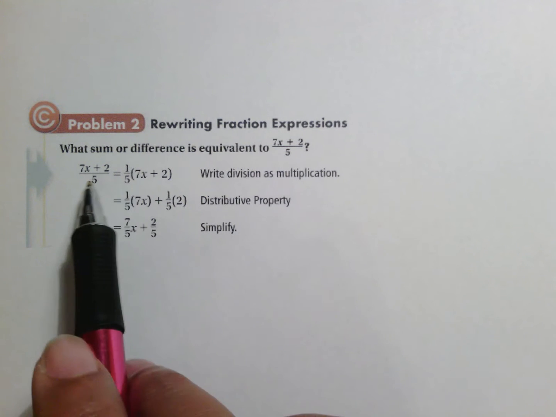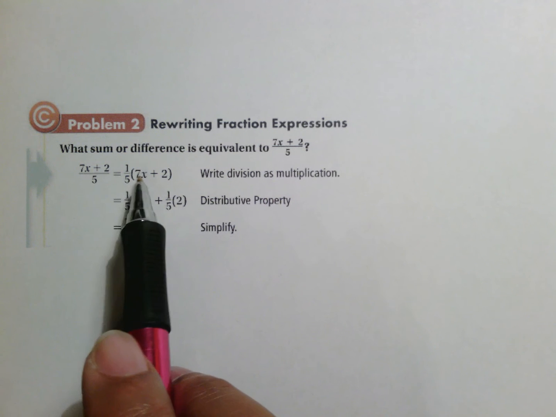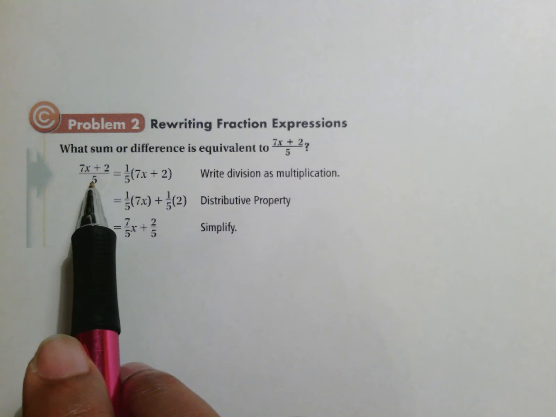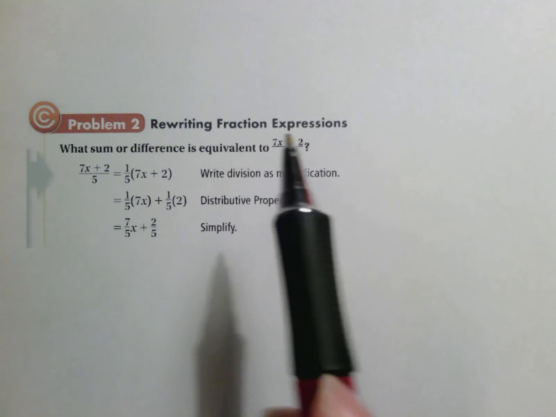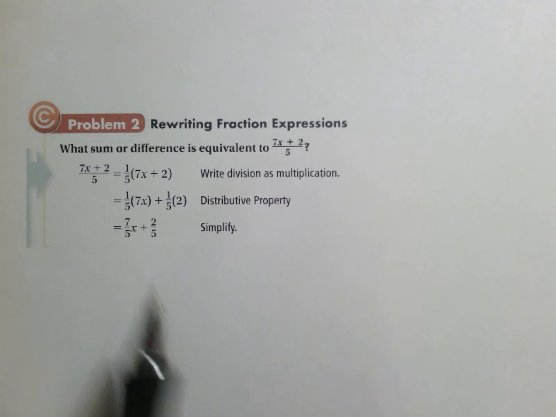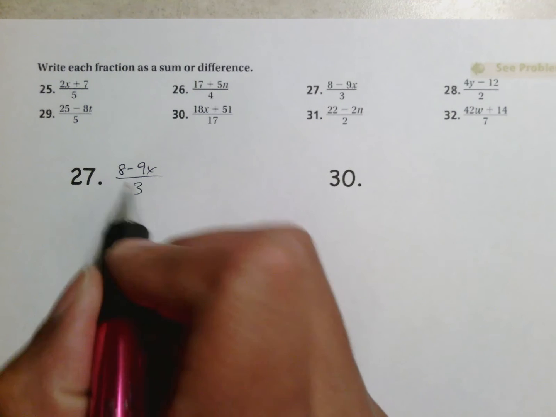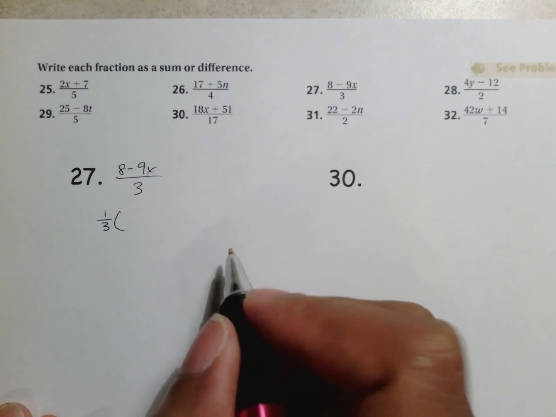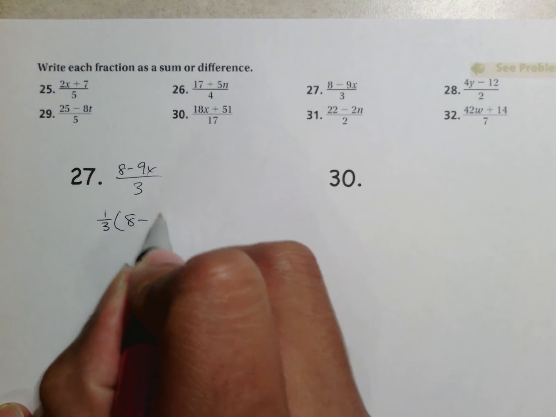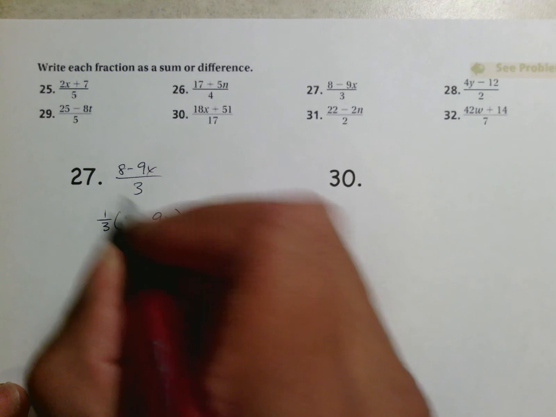And what they do here is they take the 7x plus 2 over 5. And from what I see, the 7x plus 2 is still there, but they turn the 5 on the bottom into 1/5, which means that we're just working with fractions again. Of course, it's my favorite thing. And so you do the distributive property the way you've been taught, and you finish it up. So looking at 27, there is a 3 on the bottom, which means we will turn into 1/3. And then we will simply take what's up top and put it into parentheses. And again, this is just a basic distributive property.